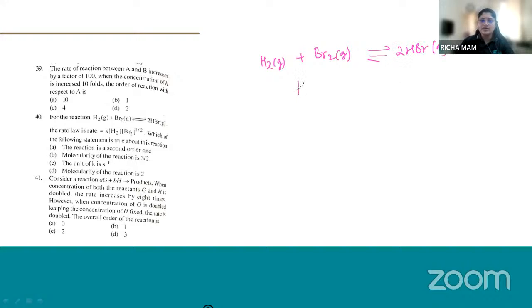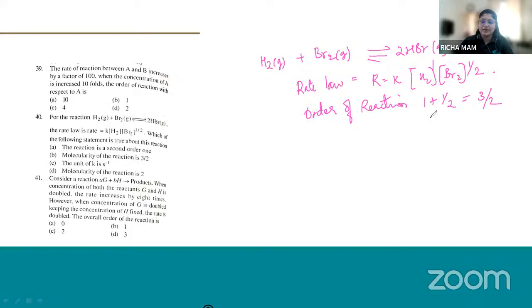Here, what is the rate law? Rate law is given as R is equal to K [H2][Br2] raised to half. How do you calculate the order of reaction? Order of reaction is, here it is 1, so 1 plus half is 3 by 2.